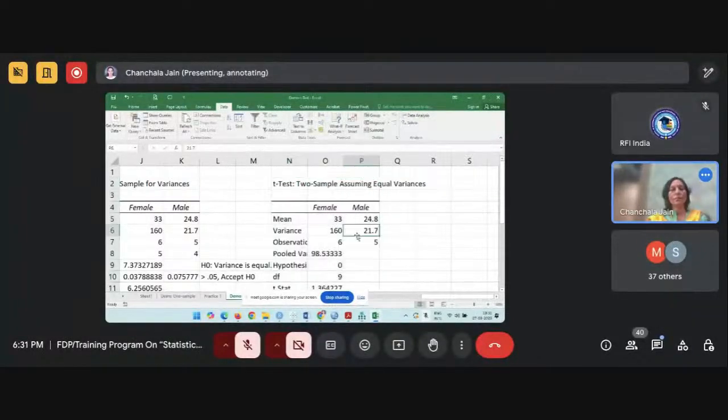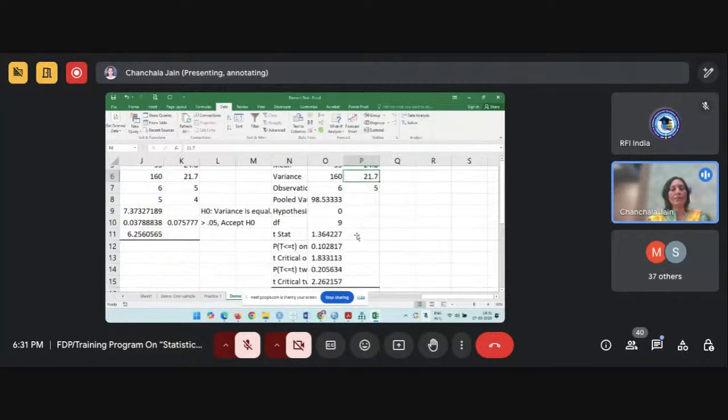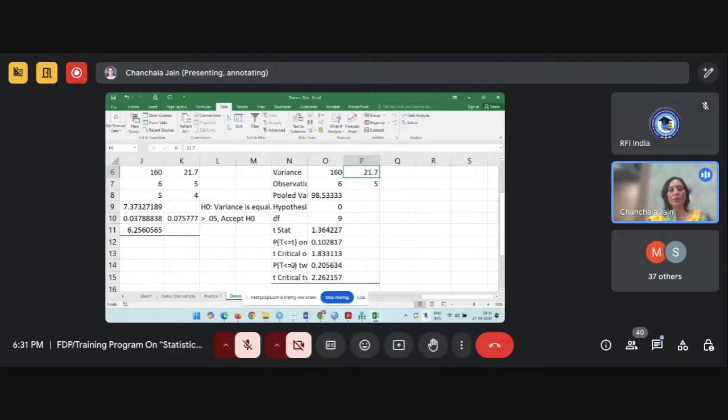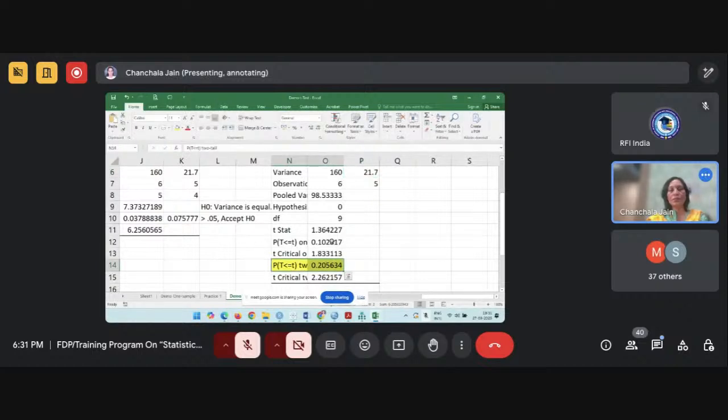So you need to see whether your results are still the same or not. You can compare this. The P value is this, which is greater than 0.05. So you need to say this: you are going to accept the null hypothesis. Done.